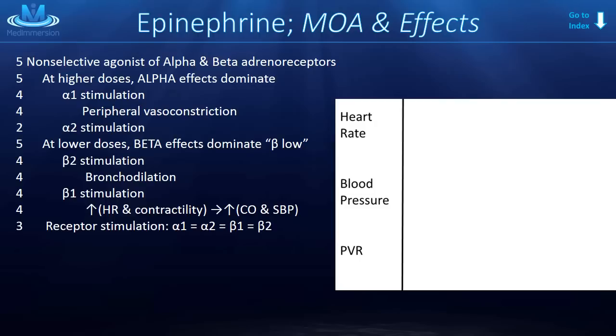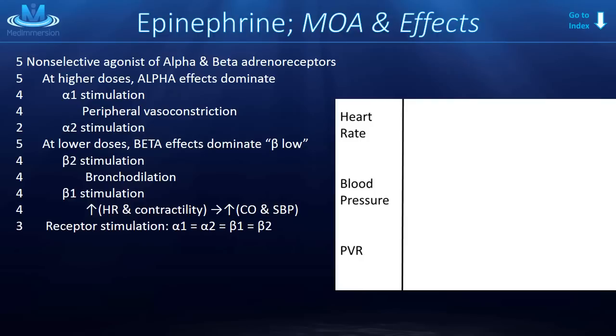As I've already told you, it's a non-selective agonist of both the alpha and beta adrenergic receptors. That's the first bullet. But if you skip down to the very bottom bullet, you see this generally in textbooks. Basically, what they're trying to say is that epinephrine as a molecule has equal affinities for each of these receptors. But that doesn't necessarily translate well into physiology. The truth of the physiology is a little bit more complex. And that's what the other bullets are talking about.